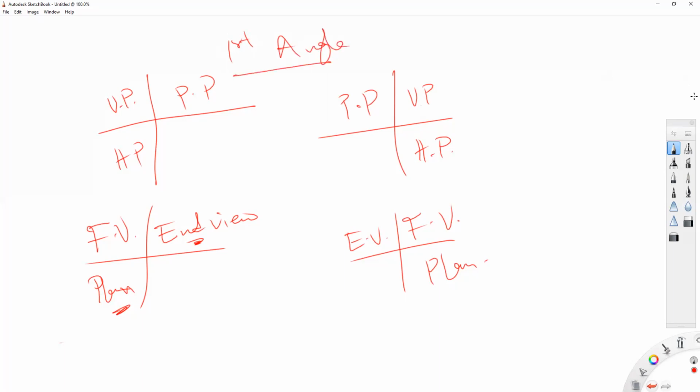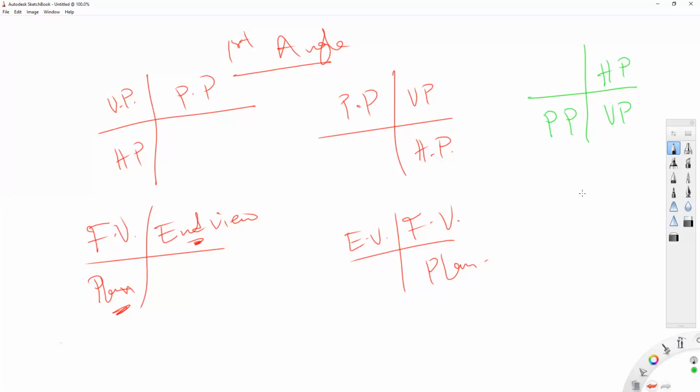Okay. Then in third angle projection, we have the horizontal plane above the vertical plane. So we can have it like this with the horizontal plane here. We have the vertical plane here. And then we have the profile plane at this place. I hope we can see it.